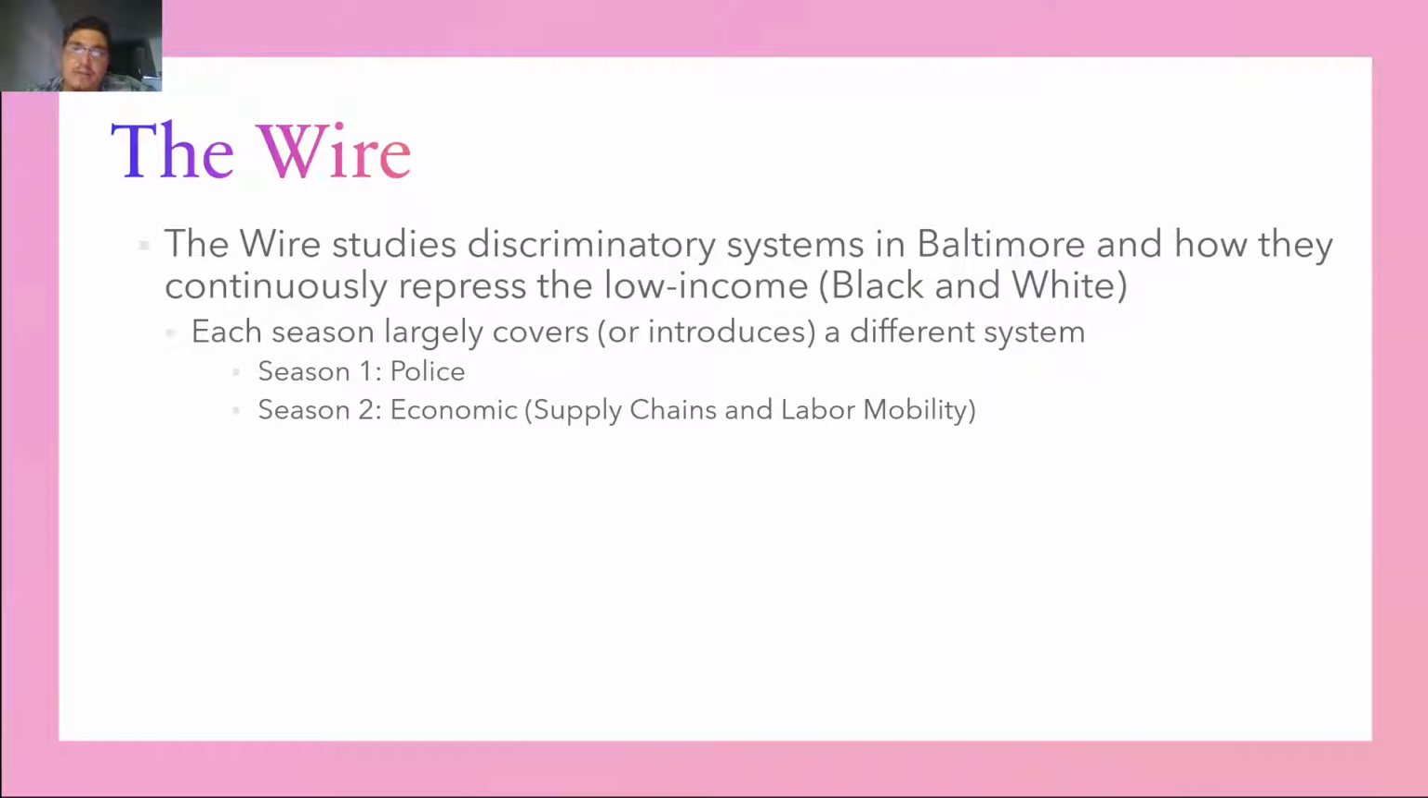The second season deals more directly with economic systems of repression, economic discriminatory systems. Primarily, it's going to be supply chains and labor mobility. These are two really, really important issues for low-skilled workers that don't have a lot of money to move as jobs move.